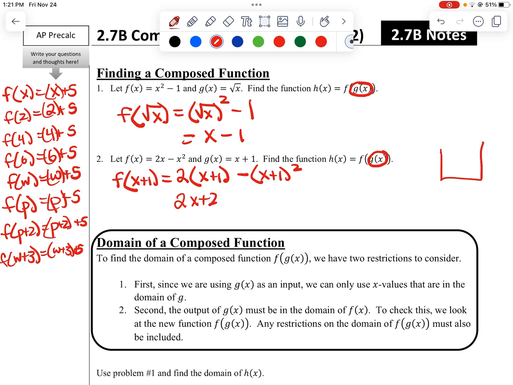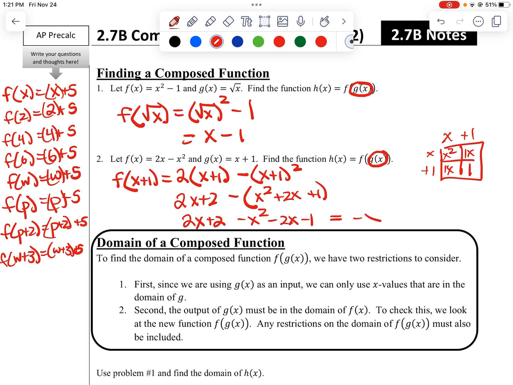And let's see, what is x plus 1 squared? X plus 1 times x plus 1. So that's x squared, 1x, 1x, and 1. So minus, that entire thing would be x squared plus 2x plus 1. So if we distribute that negative, we'd have minus x squared minus 2x minus 1, which would simplify to negative x squared. Let's see, 2x and minus 2x is 0, and 2 minus 1 is 1.